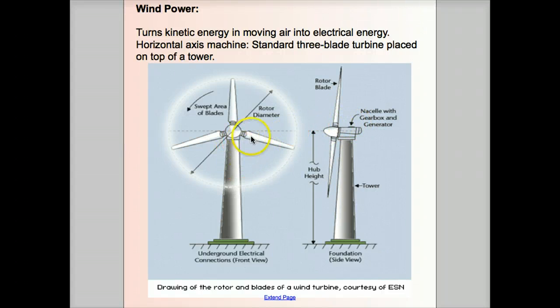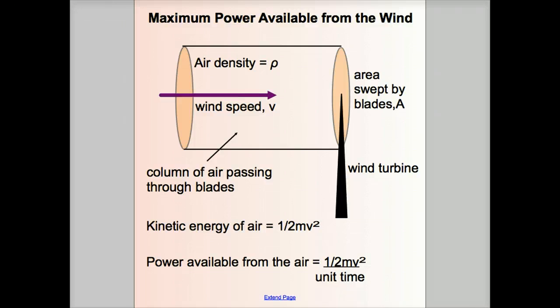So the model here, which we can see, the picture shows a standard 3-blade horizontal axis machine. We need to be able to determine the maximum power available from the wind. Maximum power meaning if we took out all of the kinetic energy of the air, which is not possible. We can take a portion of the kinetic energy of the air. If we took all of it, the air would stop at the blades, which would cause a buildup. I mean, it just would not make sense.